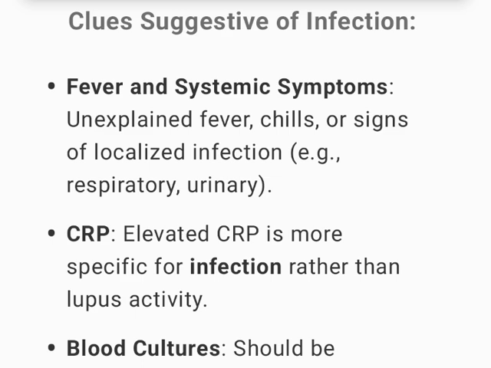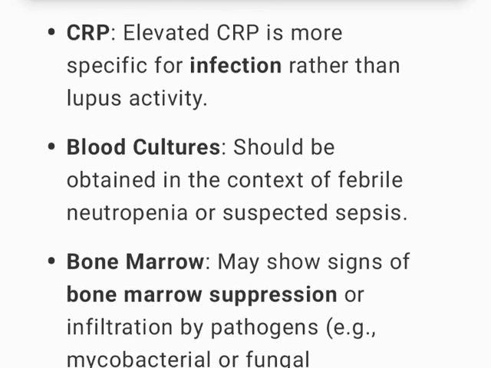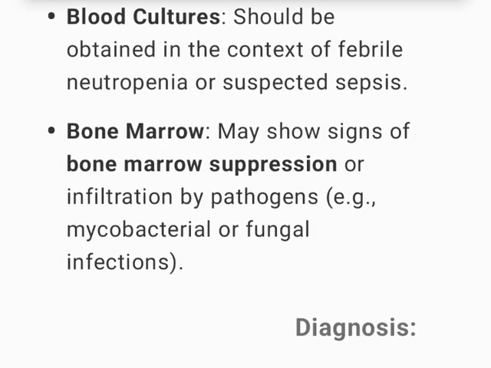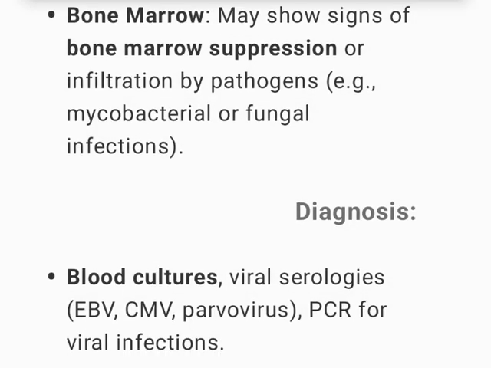Clues suggestive of infection: fever and systemic symptoms, unexplained fever, chills, or signs of localized infection, e.g. respiratory, urinary. Elevated CRP is more specific for infection rather than lupus activity. Blood cultures should be obtained in the context of febrile neutropenia or suspected sepsis. Bone marrow may show signs of bone marrow suppression or infiltration by pathogens, e.g. mycobacterial or fungal infections.